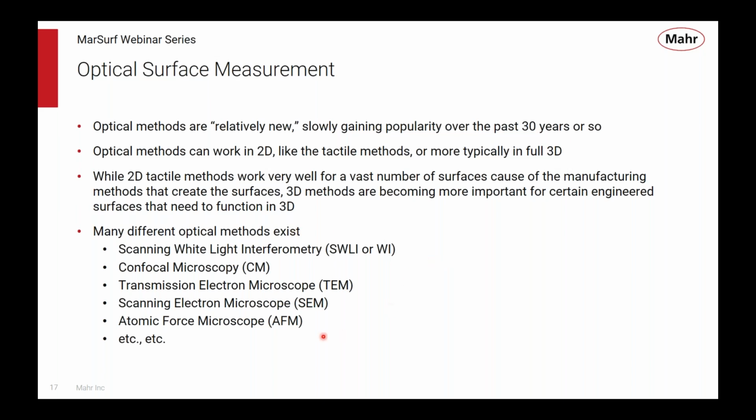There are a lot of different optical methods out there. There are even more than I've got here. At Mahr, we really focus on the first two, white light interferometry and confocal microscopy, but there are electron microscopes, there are atomic force microscopes. All of these get into smaller things than we're used to dealing with, and higher resolution, but they're also incredibly expensive and incredibly rare. You find them in a lot of research environments, but not that many manufacturing environments.